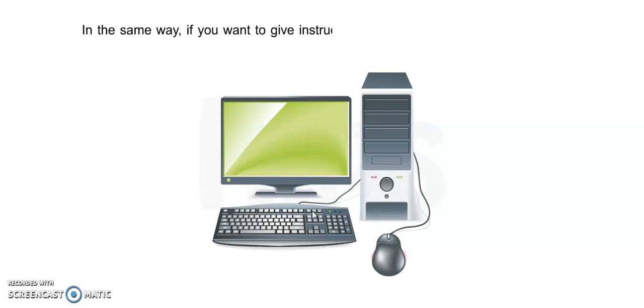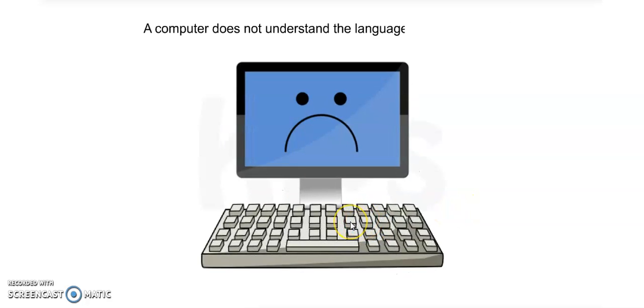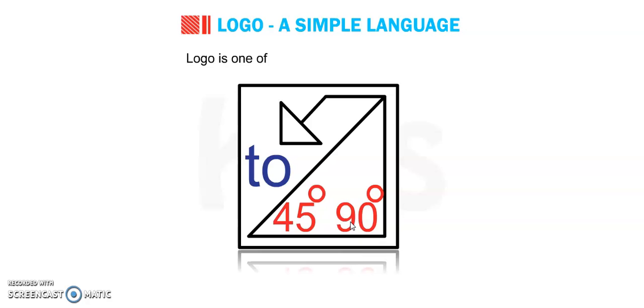In the same way, if you want to give instructions to a computer, you need to learn the language that a computer understands. The computer does not understand the language that you speak, so it has its own language. So Logo is a simple language for learning basic programming, a basic command based software. Logo is one of the easiest computer languages to learn.